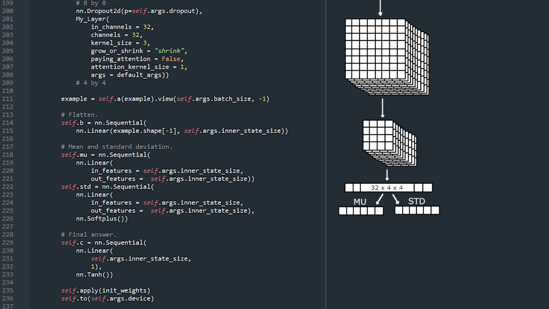And then finally, we're going to use the sampled value from that mean and standard deviation, and we're going to make a final answer. It's just one number between 0 and 1, and it's saying, I'm this confident that it's a real Pokemon, or I'm this confident that it's actually just a Blorpomon.